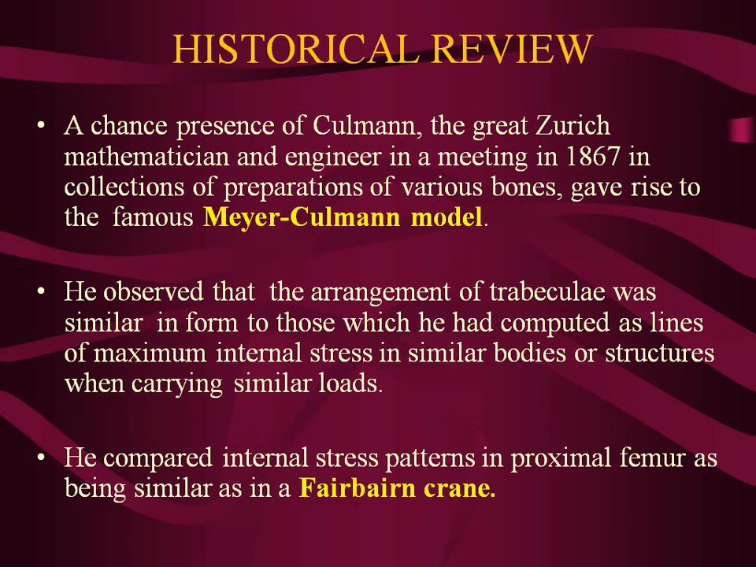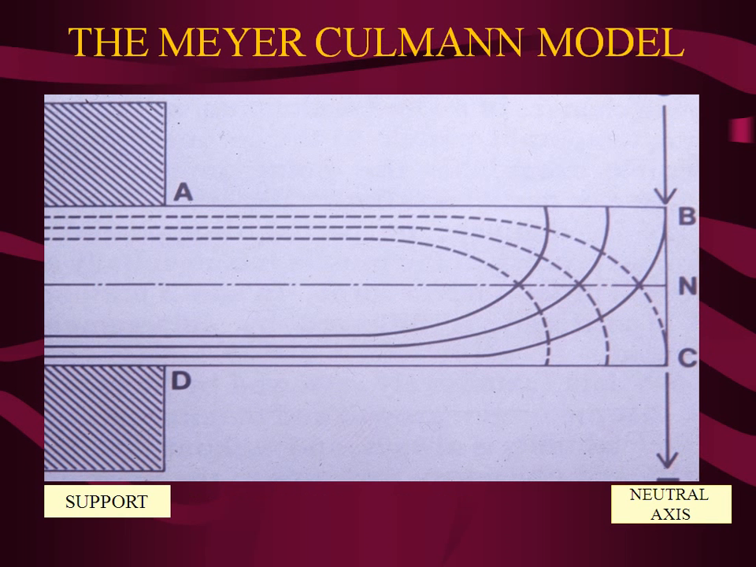But the most important contribution, I'll come to this again and again, is the Meyer-Culmann model of Culmann, the great Zurich mathematician and engineer, in a meeting in 1867, in a collection of preparations of various bones, gave rise to the famous Meyer-Culmann model, and that was based on the example of a Fairbairn crane. And this is the Meyer-Culmann model, where one side is fixed to a bar and the other side is free to go up and down like a pendulum, and one side is supported. And the stresses which arise in the bones are like this. There is this kind of a decussation, and this kind of a decussation, incidentally, we'll see as I move along my presentation.